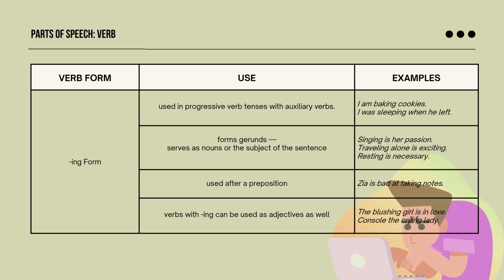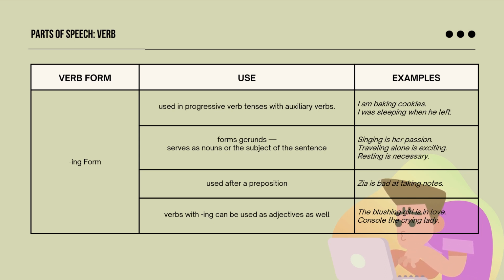Another use is to form gerunds, which serve as nouns or the subject of the sentence. Examples are: Singing is her passion. Traveling alone is exciting. Resting is necessary. As you can see, singing, traveling, and resting are verbs, but they are considered nouns in these sentences.